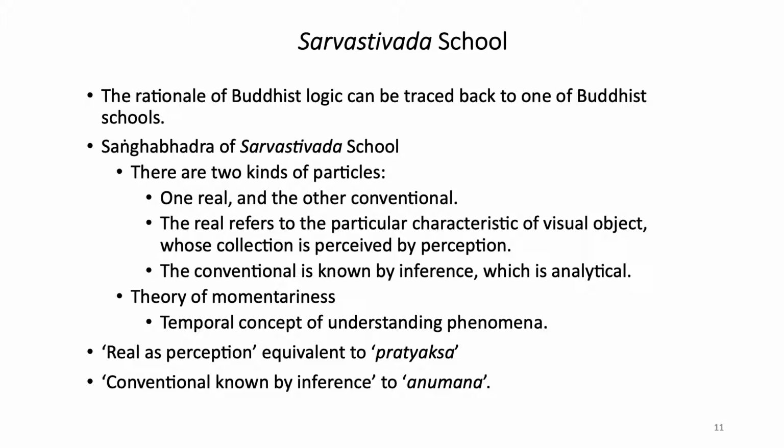Sanghabhadra says there are two kinds of practices, one real and the other conventional. So the truth can be subcategorized into real truth and conventional truth. What are their characteristics? The real refers to the particular characteristic of a visual object whose collection is perceived by perception, pratyaksha. The conventional is known by inference or conception, which is analytical, in other words, anumana. Real as perception and conventional as known by inference in the Sarvastivada school seem to correspond to pratyaksha and anumana from Dignaga's theory of pramana, respectively.